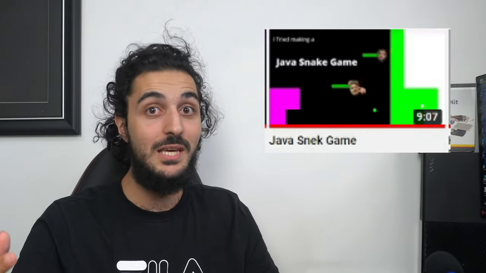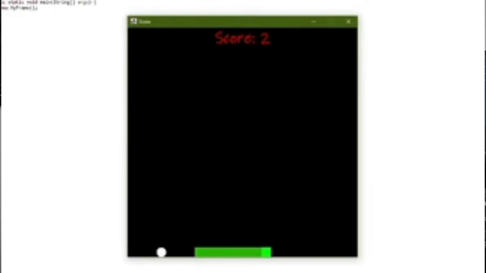Since we clearly proved that A star is the better option, let's try to implement this in the snake game I created in this video, so the snake can play by itself. Go watch that video if you haven't already. Oh, you can't be bothered watching that video.